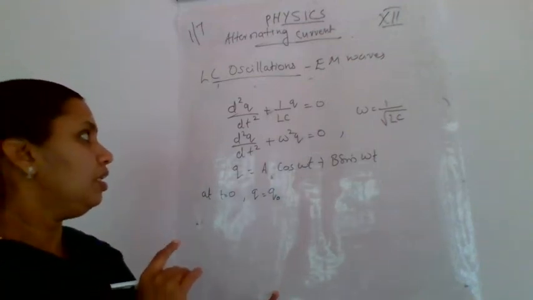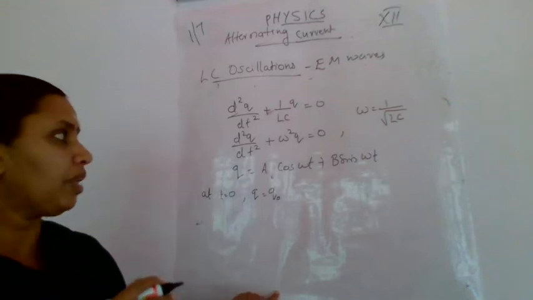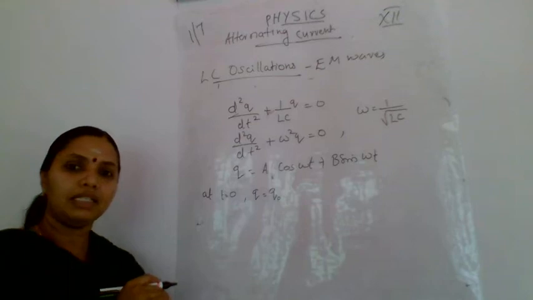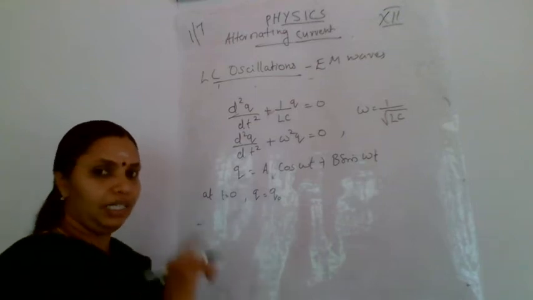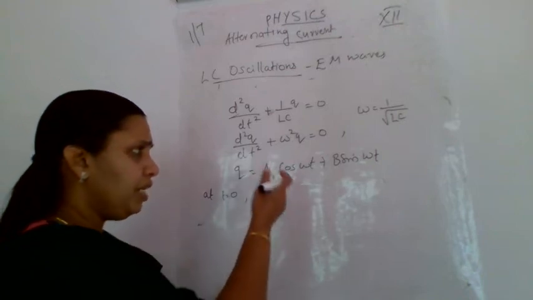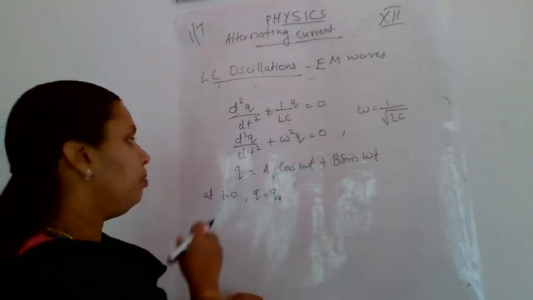You remember that d square x by dt square plus omega square x is equal to 0, and x is equal to a cos omega t plus b sin omega t. Oscillation and waves, plus one chapter. Then we can solve this and we can prove mathematically what we have explained.